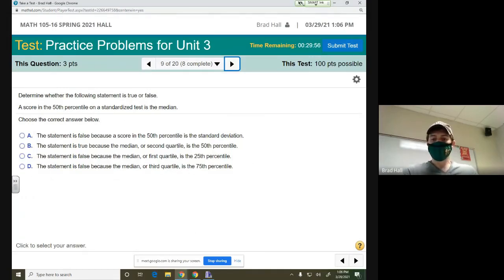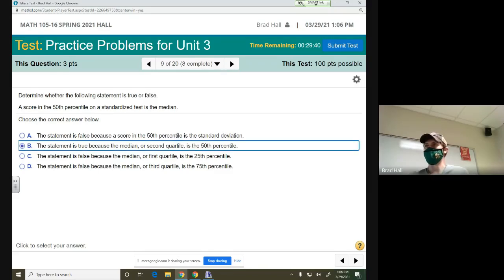A score in the 50th percentile is the median. True or false? Well, I guess there's not really much to ask. This is true because the median, by definition, is above 50% of the data. The median is the middlemost point in the data set. So by definition, and the 5-number summary will also help us understand this. So that's two different ways we can think about it.